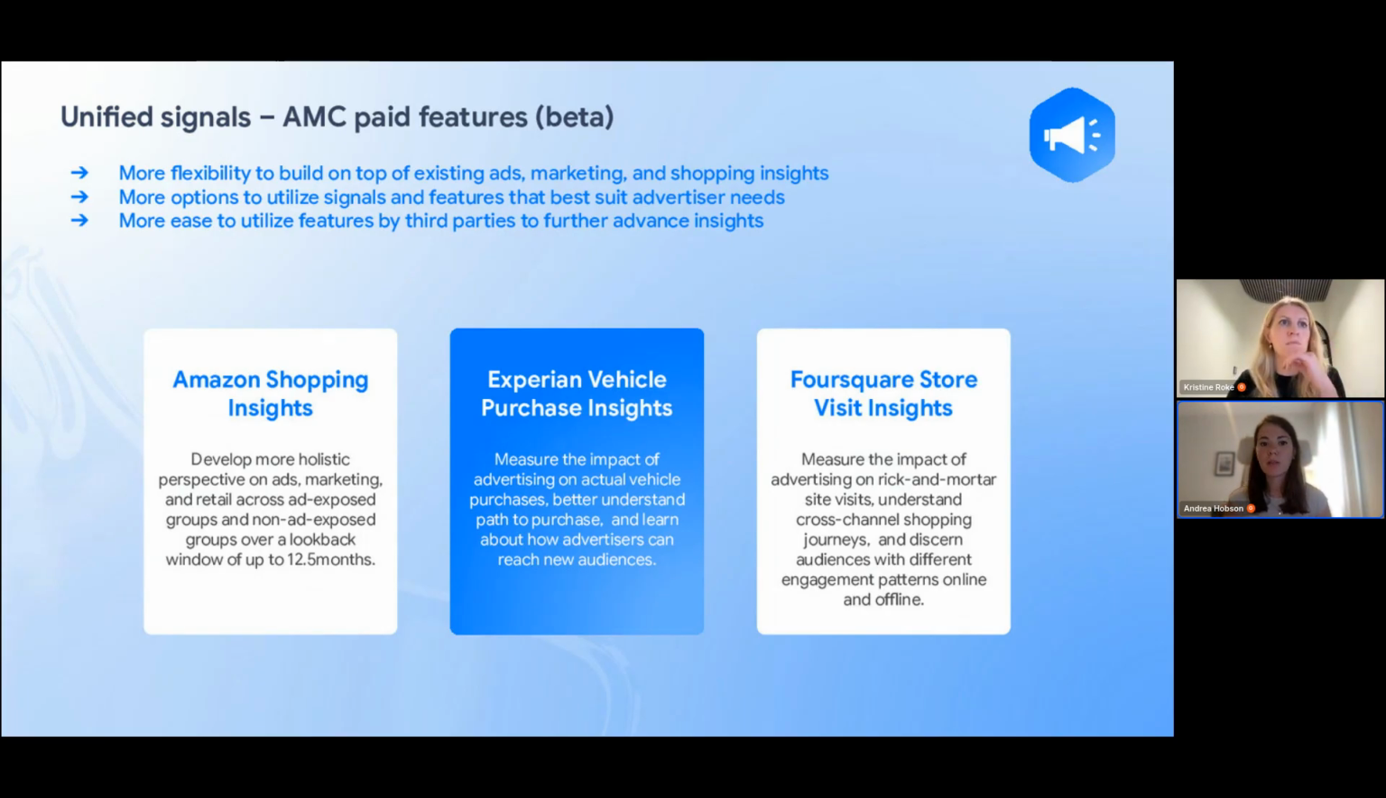For Experian vehicle purchase insights, this connects the advertising exposure to actual vehicle purchases, helping auto advertisers understand the full path to purchase. And for Square store visit insights, you can bring an offline dimension to AMC reporting, allowing advertisers to connect online ad exposure to offline shopping journeys and see the differences in engagement between the digital and the more physical touch points.